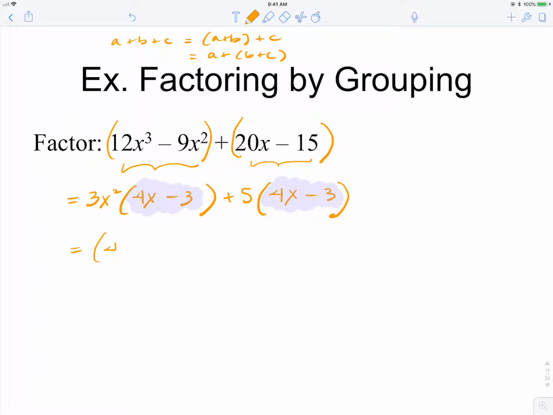So I'm going to factor the 4x minus 3 out front. I'm going to pull that out front. And then I think, okay, well, what times 4x minus 3 would give me 3x squared times the quantity 4x minus 3, and that would be 3x squared. And then we think, okay, well, what times 4x minus 3 would give me the product 5 times 4x minus 3, and that would be plus 5. So we have factored that polynomial by grouping, meaning we have rewritten the polynomial as a product.